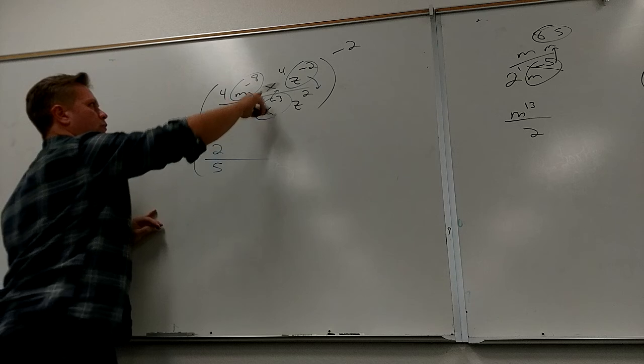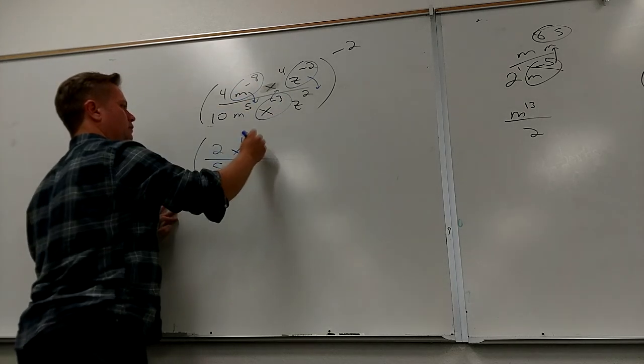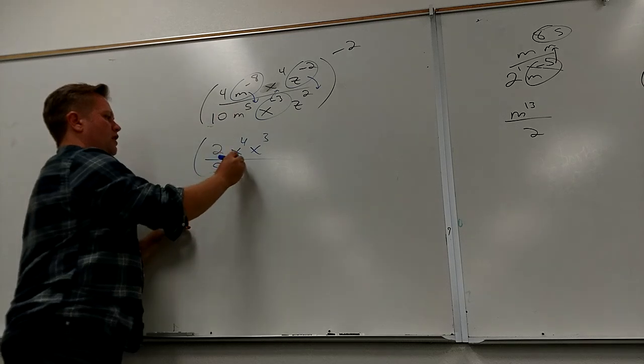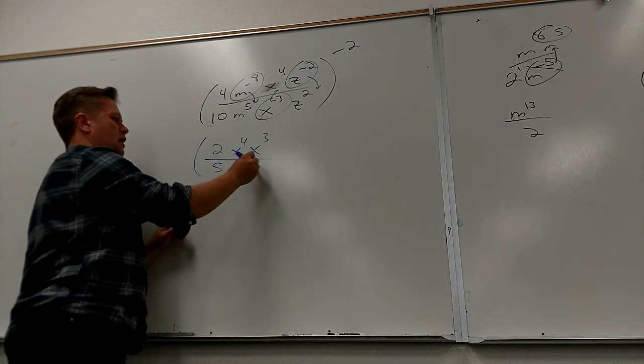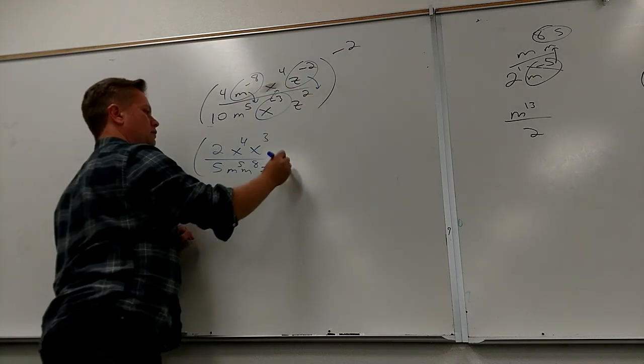So let's see, what do we end up with? What's on top here? The 4x's stay there. Those 3 come up. On the bottom, those 5m's are still there. Those 8m's came down. Those 2 z's are there, and those other 2 z's come down.